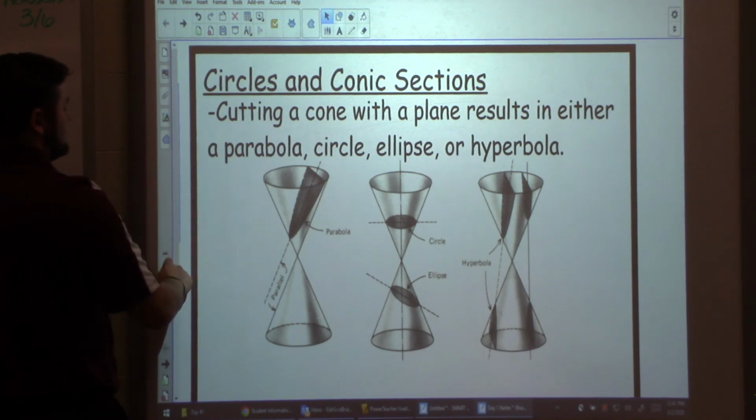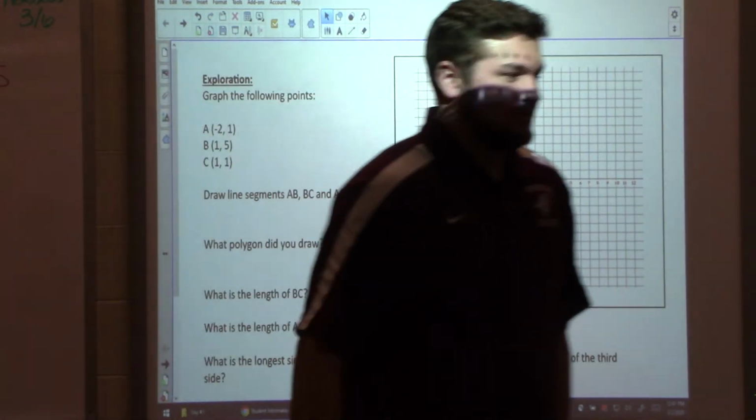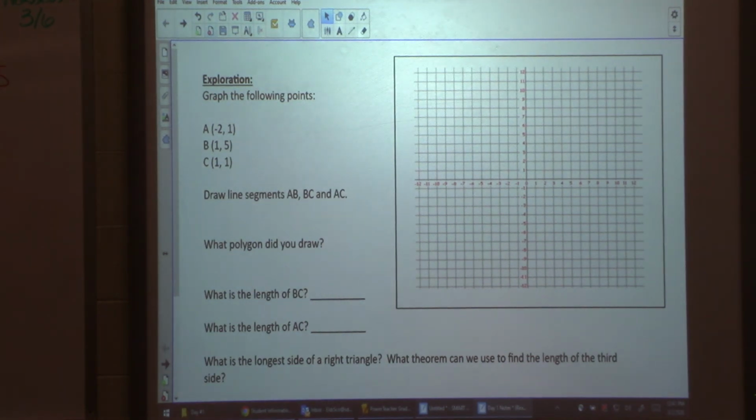Oh, why is it way off? This is going to be really frustrating.